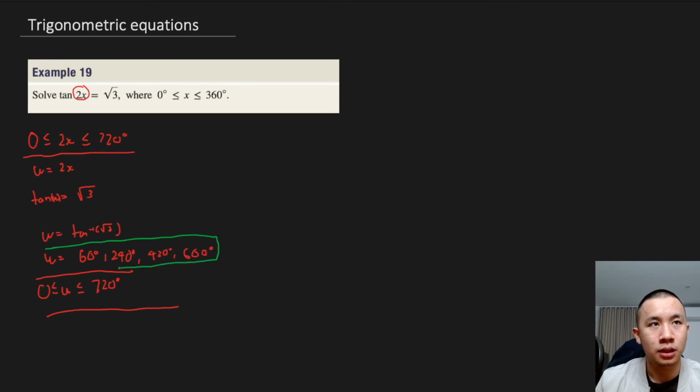So this is the working out I have right now. That's important. And what I'm going to do is replace u with 2x. Okay, I know there's a lot of swapping around as well. You just got to get used to it. But this is what I'm trying to solve.